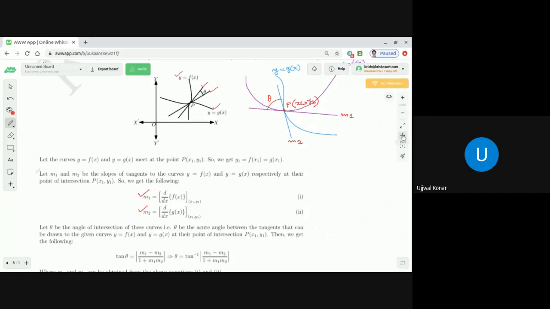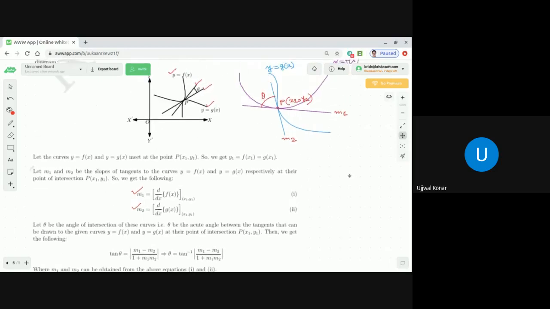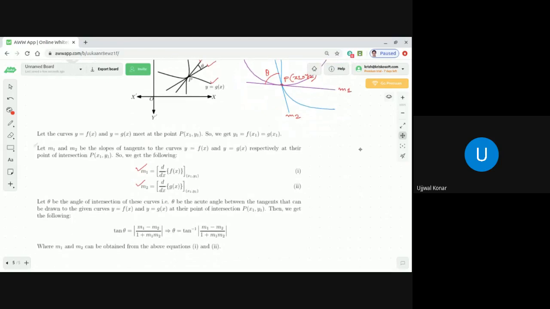Now if theta is the acute angle of intersection of these two curves, that is, the acute angle between the tangents that can be drawn to the given curves y equal to f(x) and g(x), as you see in the adjoining diagram as the blue line and the purple line, then we can use the concept of two-dimensional geometry of straight lines. What is the acute angle between two straight lines having slopes m1 and m2? This is tan theta equal to mod of (m1 minus m2) by (1 plus m1 m2).